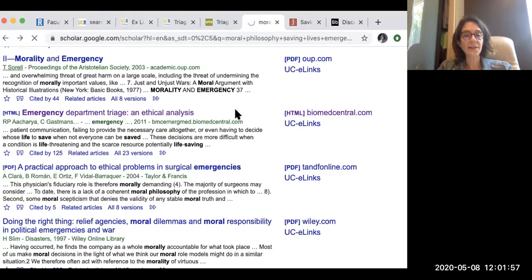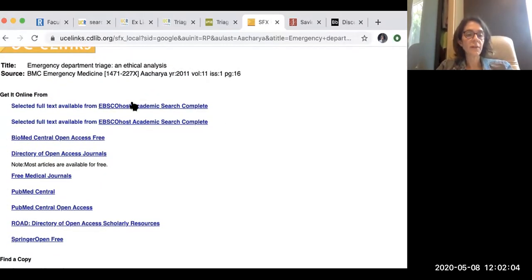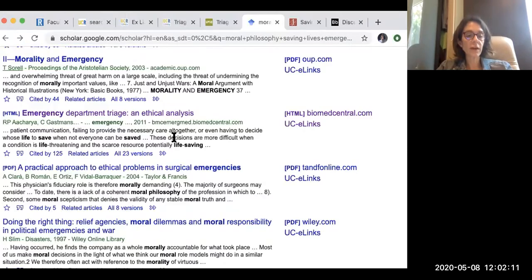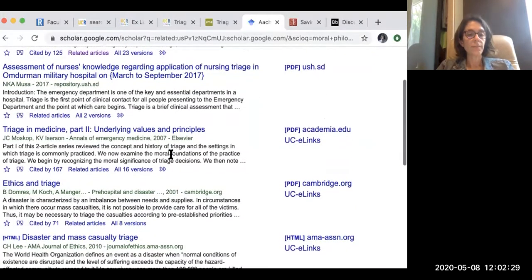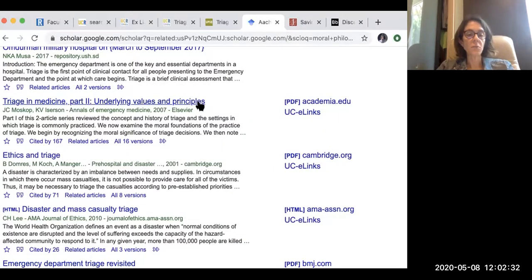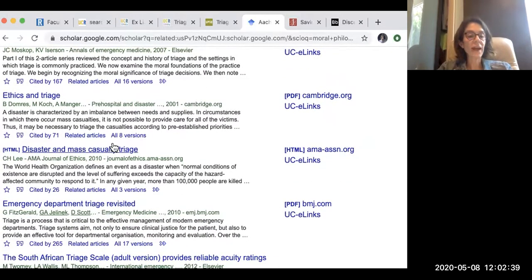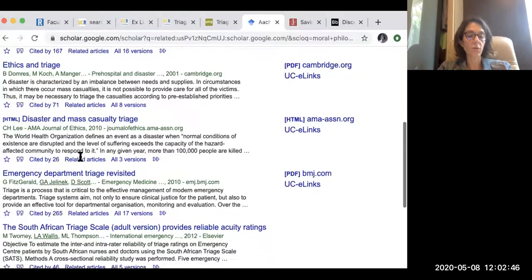You also could go to UC eLinks because we have them since I signed into our library, right? So you can get the selected full text directly from the library, and essentially when you sign into the library, you're going to have a lot more opportunity to find scholarly sources. So related articles, right? This is such a wonderful feature of Google because it expands the search into related articles. Here, triage and medicine, underlying values and principles. This might help us to get a general scope of it. Ethics. Oh, disaster and mass casualty triage. It's the American Medical Association Journal of Ethics. Terrific, right? I probably want to look at that.